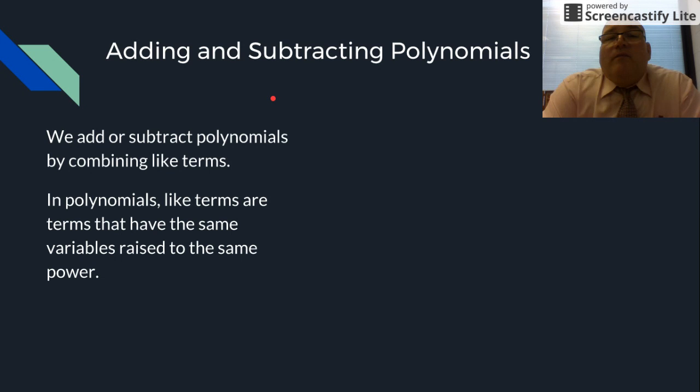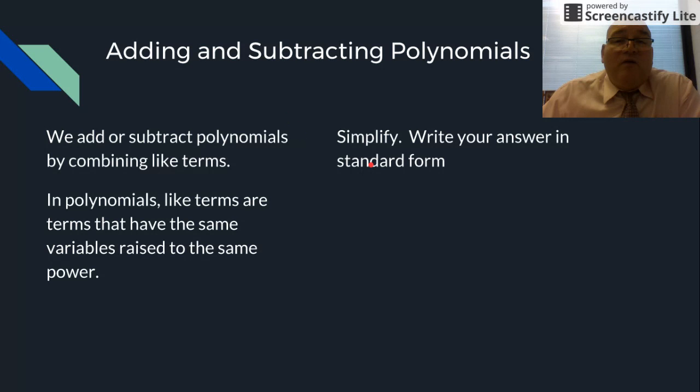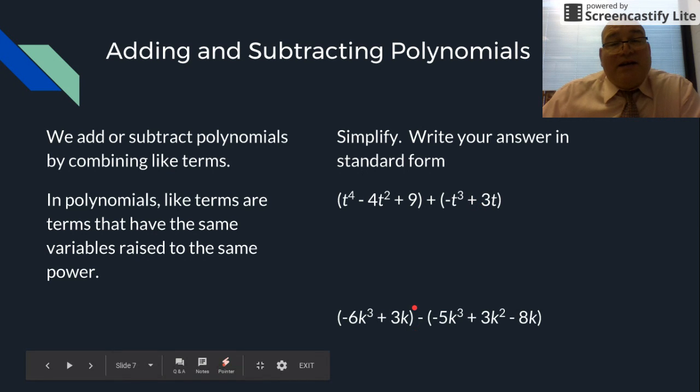Finally, today, we talk about adding and subtracting polynomials. We add or subtract polynomials by combining their like terms. Remember that like terms are terms that have the same variable raised to the same power. Take a look at our examples. Simplify will be the directions. Write your answer in standard form. T to the fourth minus 4t squared plus 9 plus negative t cubed plus 3t. And our second example is a subtraction.